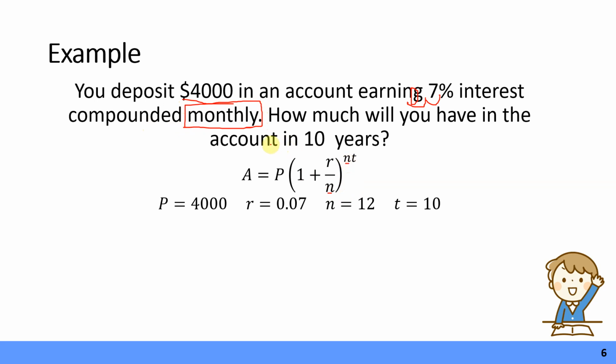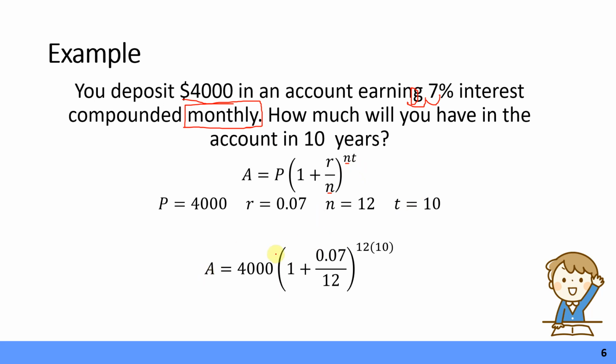And then they want me to know how much money I'm going to have in 10 years. So that means that T is going to be 10. After I finalize all of that, I just substitute the numbers. Again, A is my unknown, because that's what I'm trying to figure out. I want to know how much money I'm going to have after. So all I have to do is just put this in my calculator.